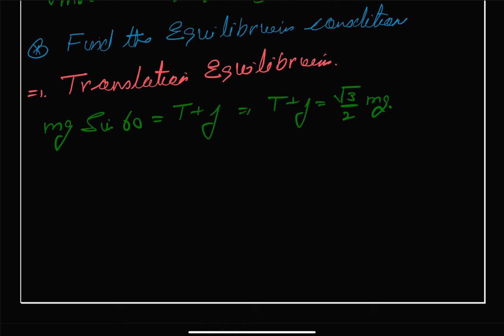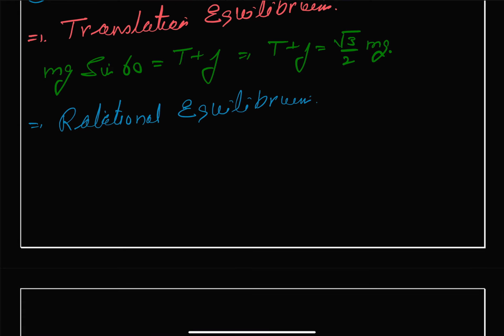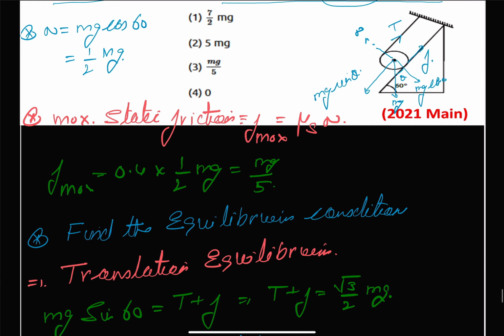Now we come to the rotational equilibrium. Rotational equilibrium. So there will be two torques. One torque will be because of the tension, and one torque will be because of the friction. One will be clockwise, the other will be counterclockwise. Okay.